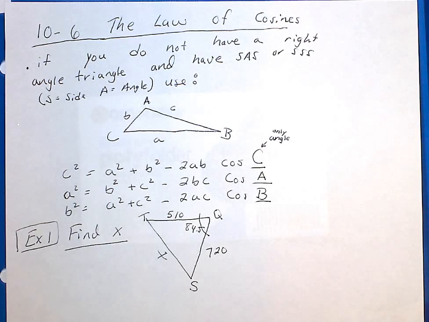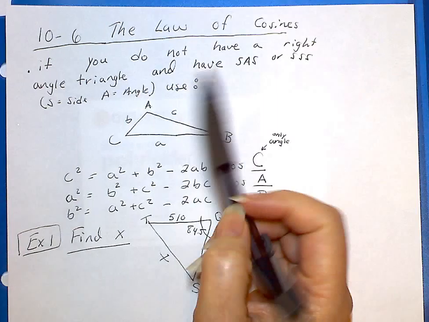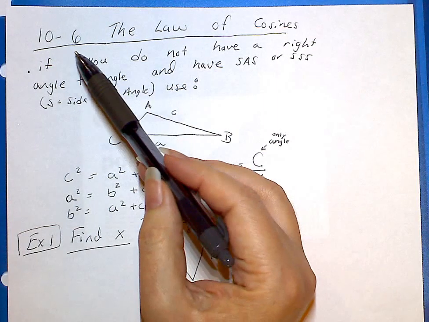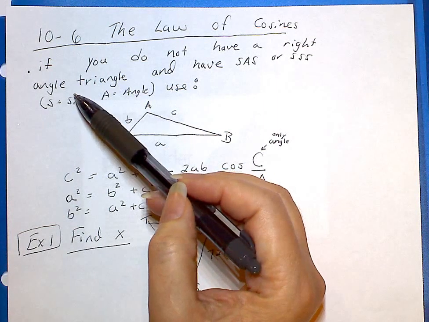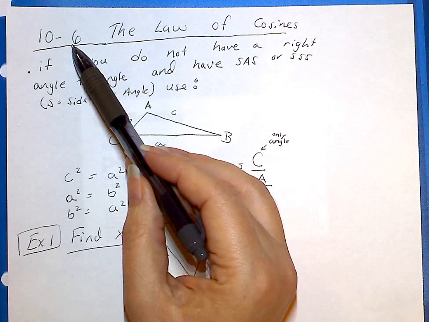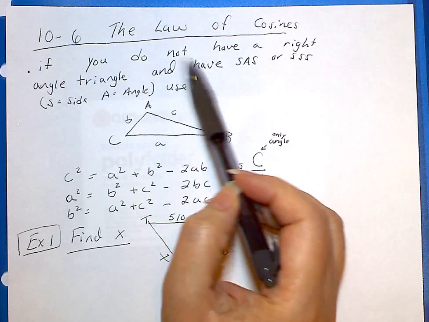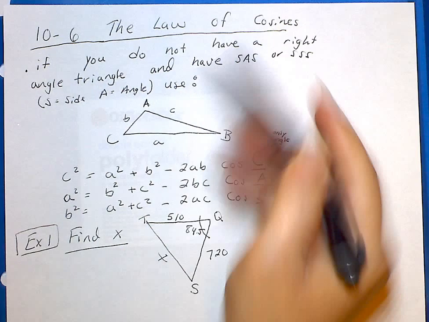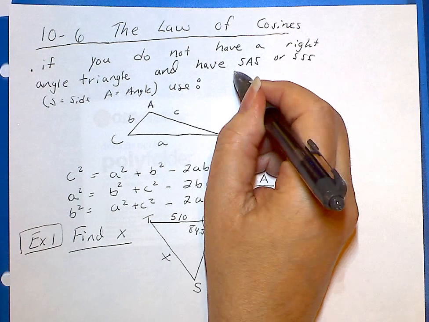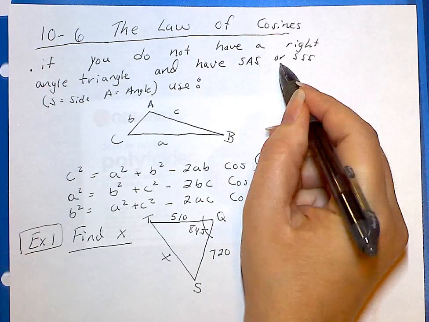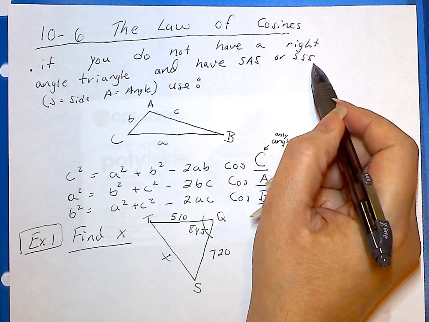Alright, so remember in 10.1 to 10.5 we've been dealing with right triangles. Well, in 10.6, the law of cosines, you use it when you don't have a right triangle, but you are given side, angle, side, or all three sides. That's when you can use this formula.